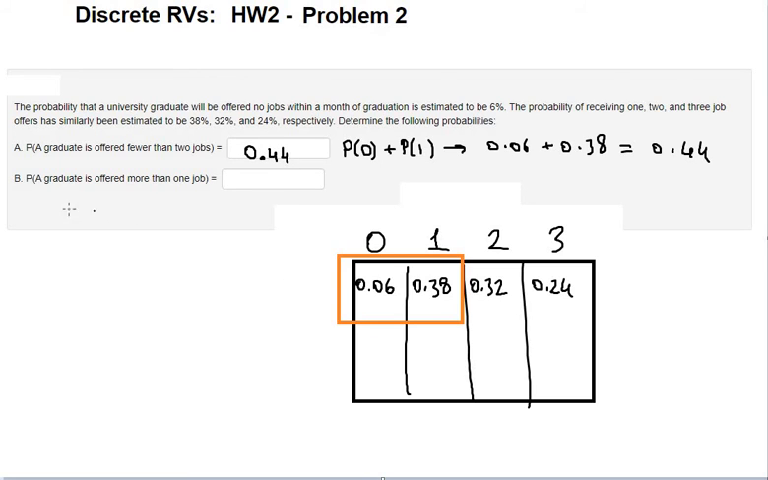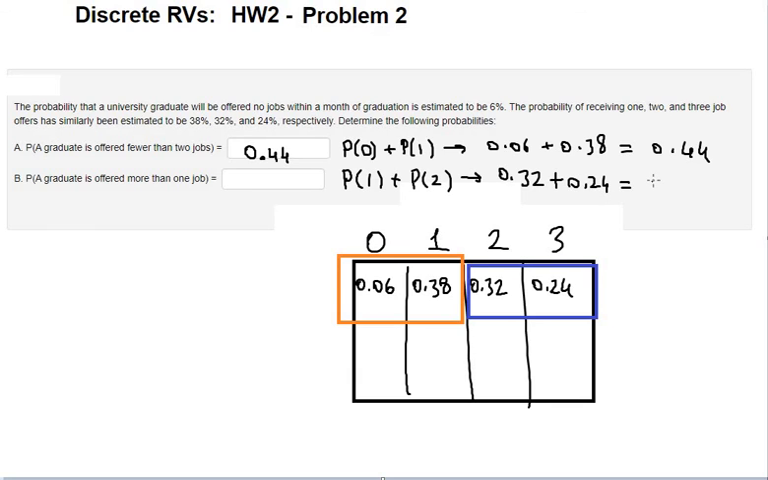And in part B, we're going to calculate the probability that a graduate is offered more than one job. More than one job offered is the probability of 2 and 3. So that is equal to the probability of 2 plus the probability of 3, which is going to be 0.32 plus 0.24. As long as you can table it and tell all the probabilities, the rest is addition. And this is going to be 0.56. This is the answer.